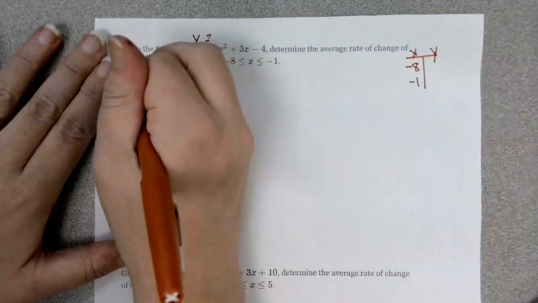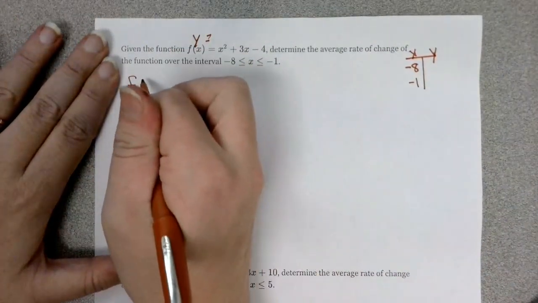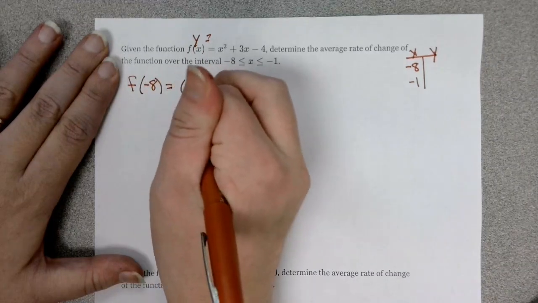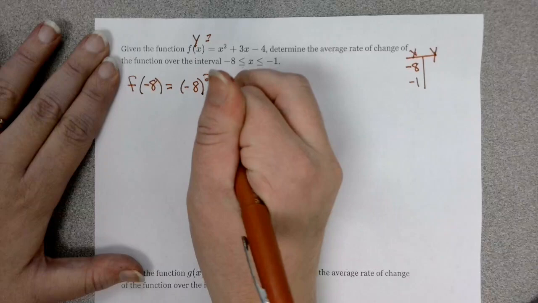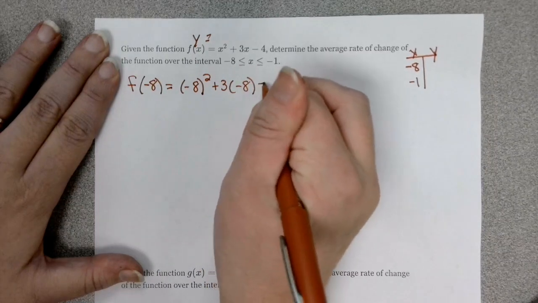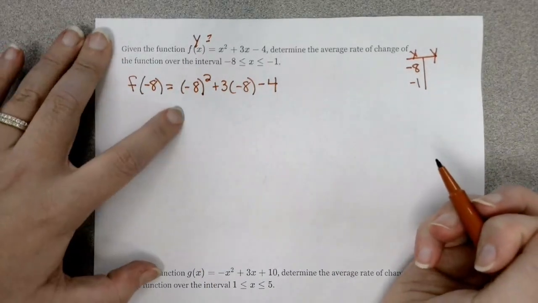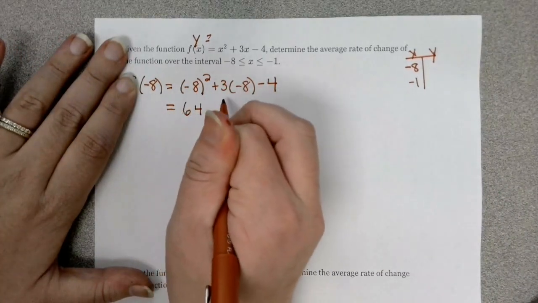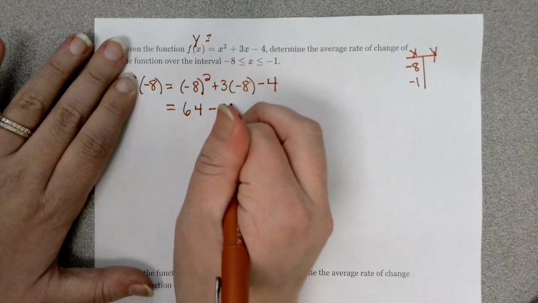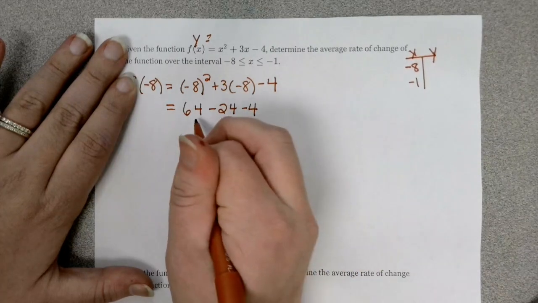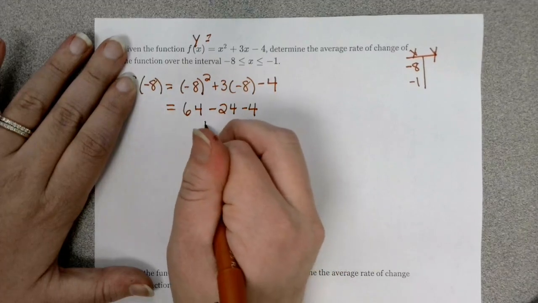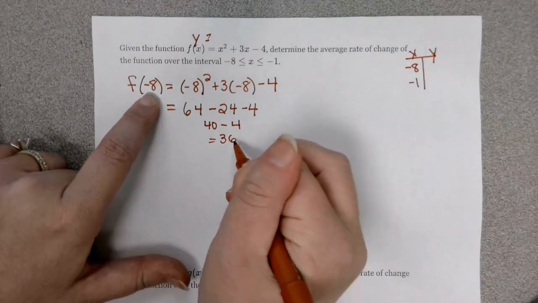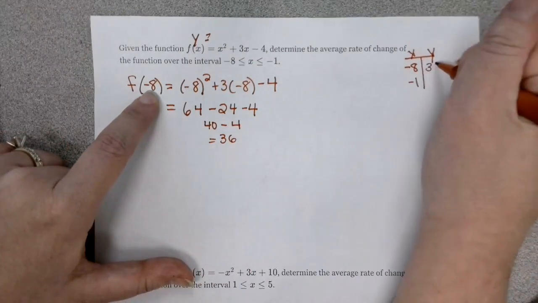So the first thing I'm going to do is, just like from interval notation, I am replacing my x with -8, and I am putting it in parentheses every time. And then now I'm just going to solve. -8 squared is a positive 64. 3 times -8 is a -24 minus 4. 64 minus 24 is 40. 40 minus 4 is 36. So when x equals -8, my y is 36.